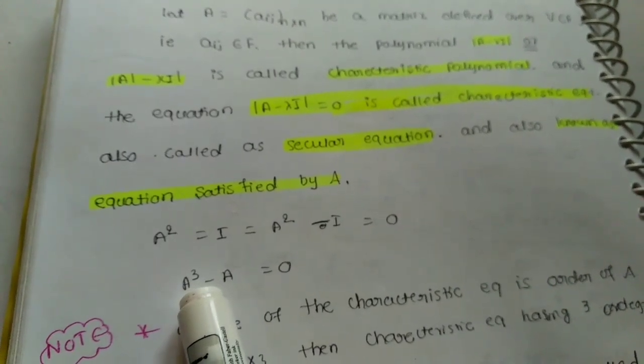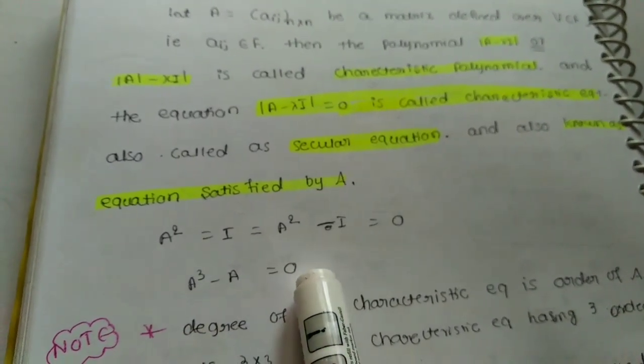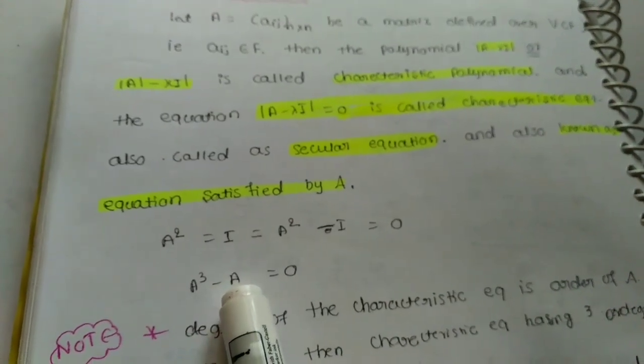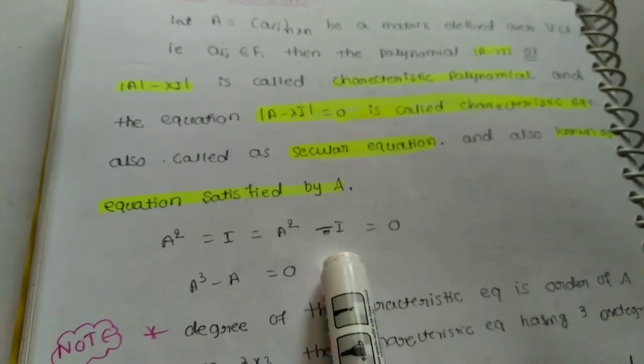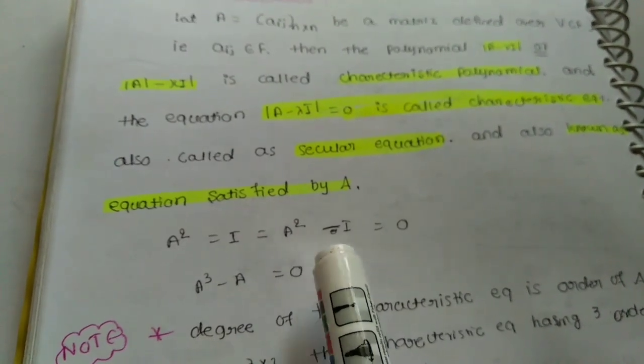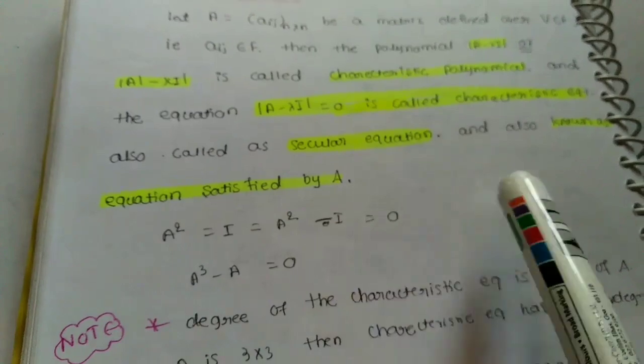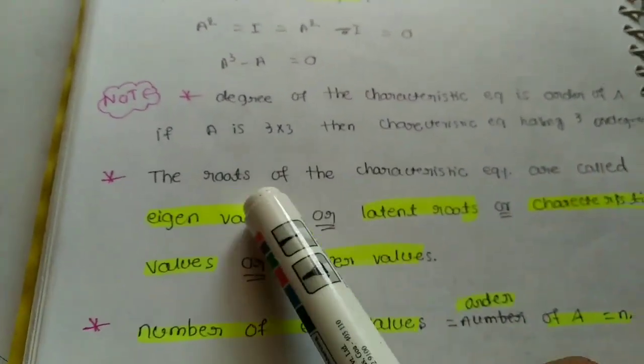So this is another example. A cube minus A is equal to 0. What it means is if you subtract the matrix A from A cube, then you will get your answer as 0. So this is nothing but the equation satisfied by A. Okay, so let us move on.